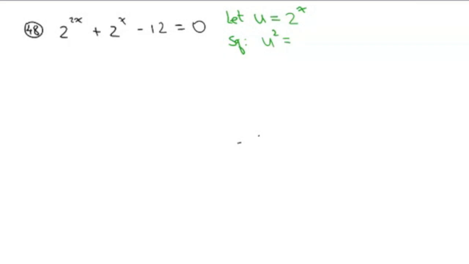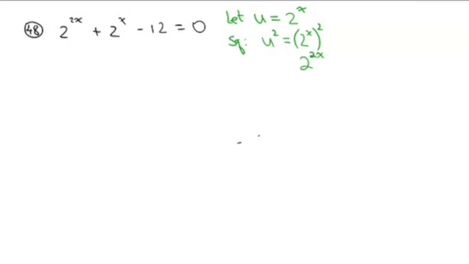2 to the x squared, which is 2 to the 2x. It's a power to a power, so you multiply, and the base does not change, so it's 2 to the 2x.